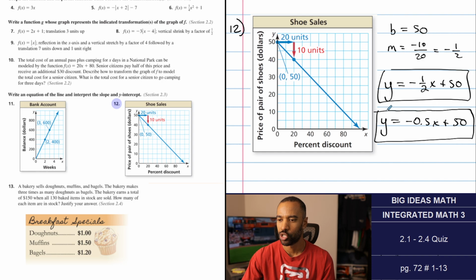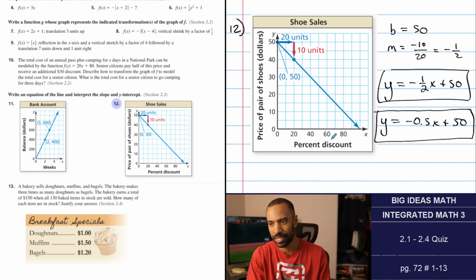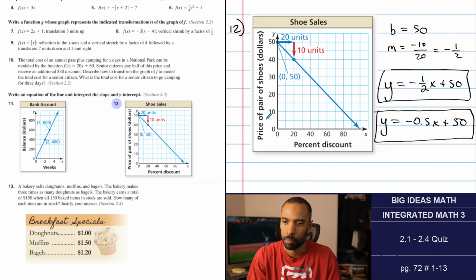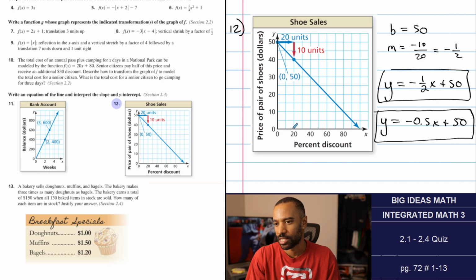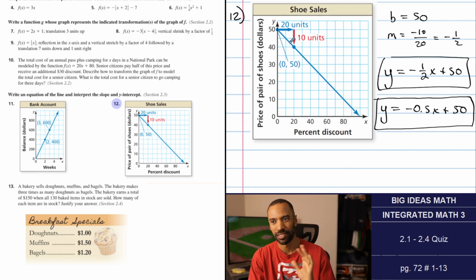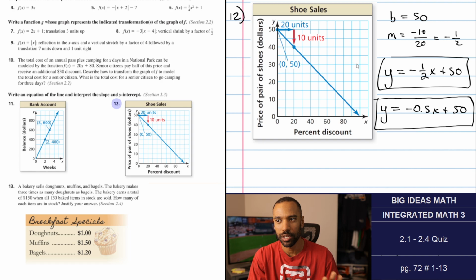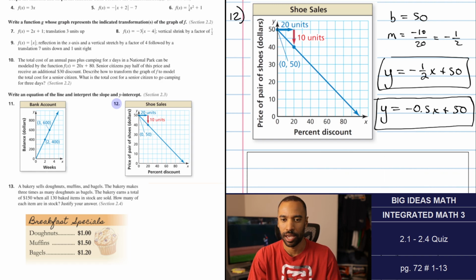Let's see what this is. Shoe sales. A percent discount as well as price of a pair of shoes in dollars. So the percent is like 10%, 20%, etc. I'm probably going to be doing this one here. Otherwise, this is talking about $0.50 for every percent. I guess that works. You can describe either one here. Let me actually do both. Let's just interpret it either way.